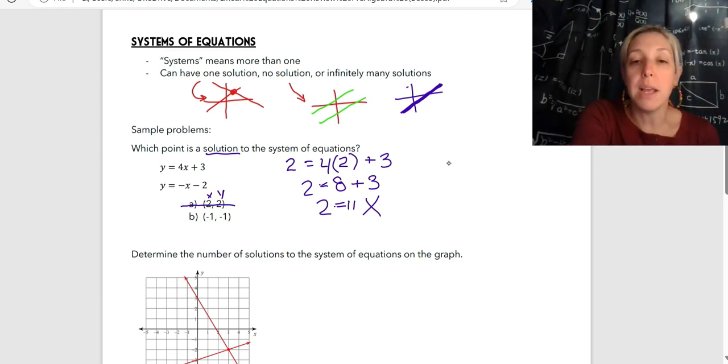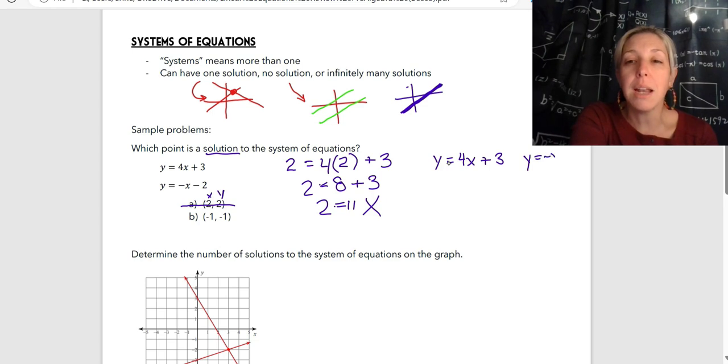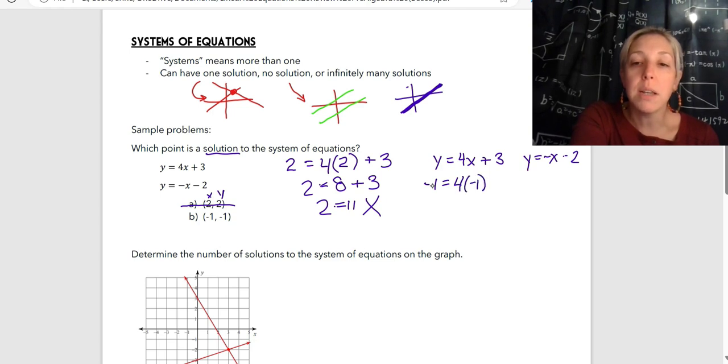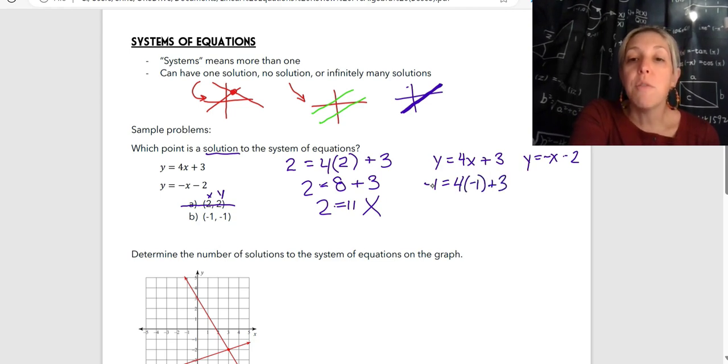So now let's try B. What I like to do to keep it really nice and neat is write the equation and then plug in your numbers, that can kind of help you keep it organized. So again, x, y. These are nice because they're both the same. So -1 equals 4 times -1 plus 3. 4 times -1 is -4 plus 3 is -1. -1 does equal -1, so that works.